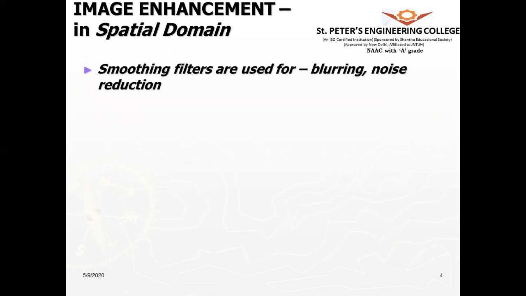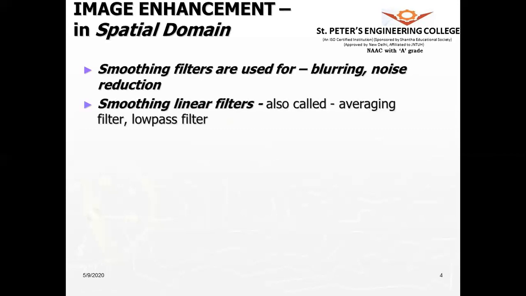Now, what exactly is spatial filtering? Spatial filtering we will be doing using filters. The smoothing can be done. How is smoothing done? It can be used for blurring the information so that it is smoothed. By doing this, we can reduce the noise content in the image. The smoothing filters are also called averaging filters or low pass filters.